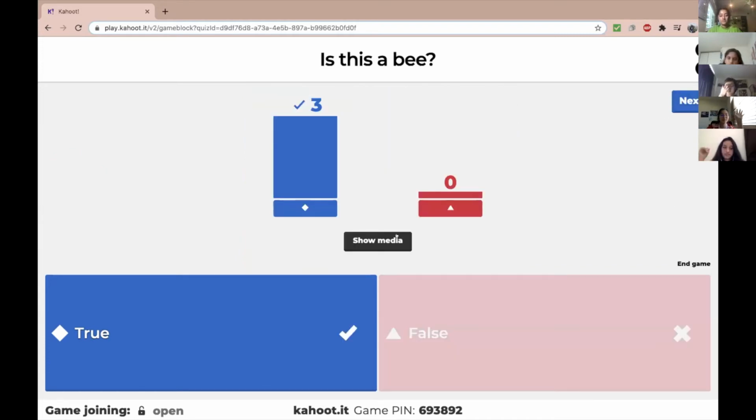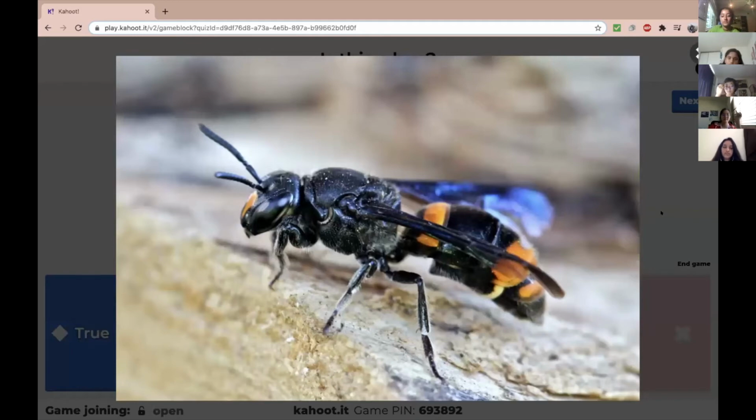So this is kind of confusing, but that actually was a bee. And I threw this bee in to trick you guys because this is actually a wasp mimic bee. So that's why it looks so much like the wasp that was in the previous question.